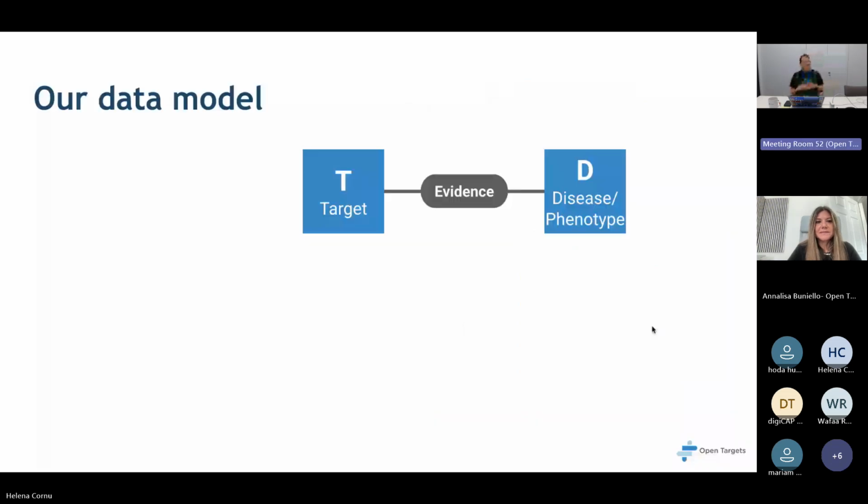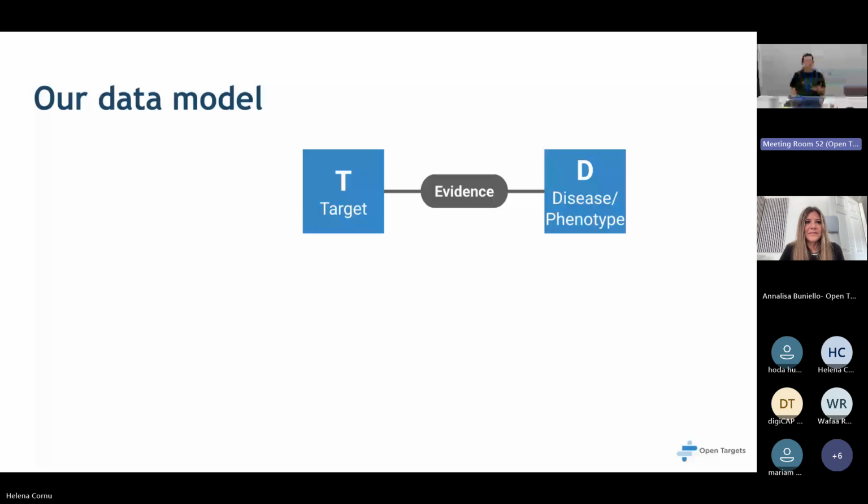So very quickly, just because this is kind of how my brain works and I like to think of things in how they relate to each other, I thought I'd talk to you through our data model so you can see as we go through the presentation how the different bits fit together. So at the very basic, at the heart of all of this, is this relationship between targets and diseases. So everything that we do is geared towards building up that evidence that's going to link targets and diseases together.